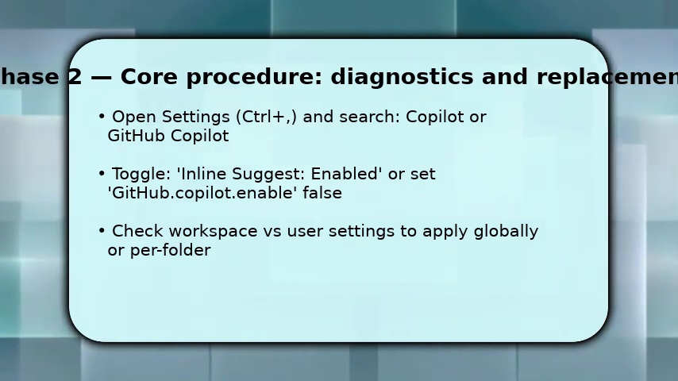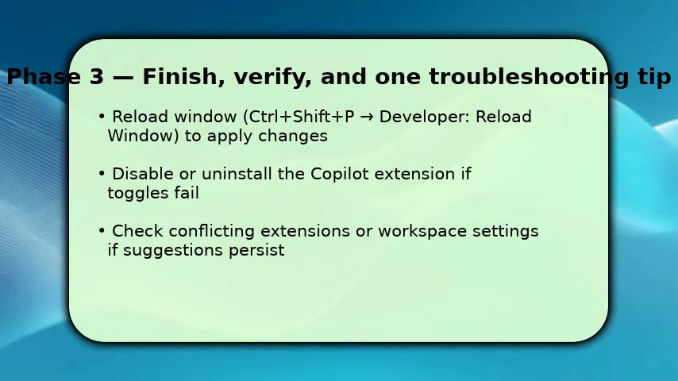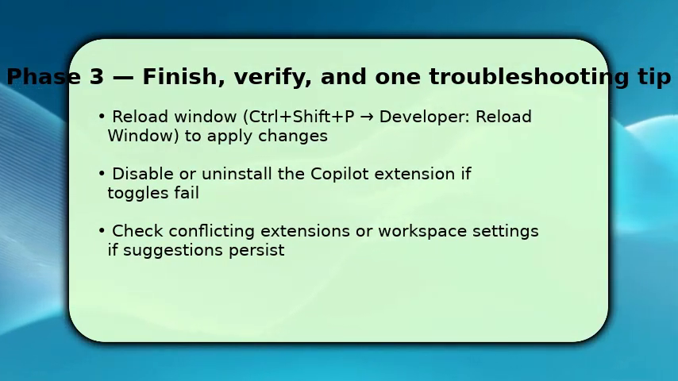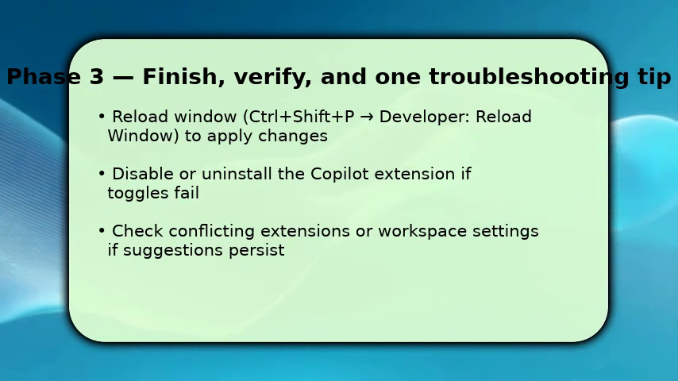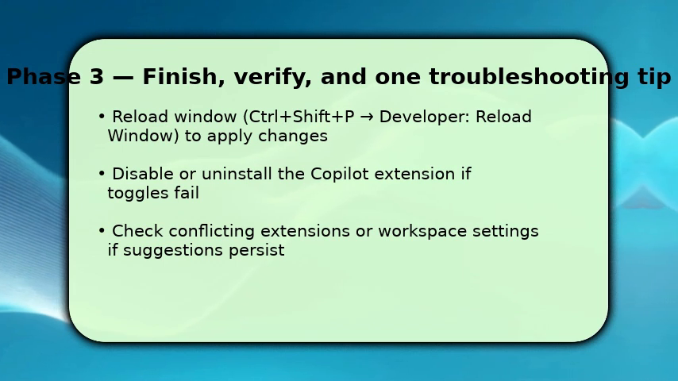Finish by reloading VS Code so all changes take effect. Use Ctrl plus Shift plus P and run developer, reload window. If suggestions persist, disable the Copilot extension entirely or uninstall it.